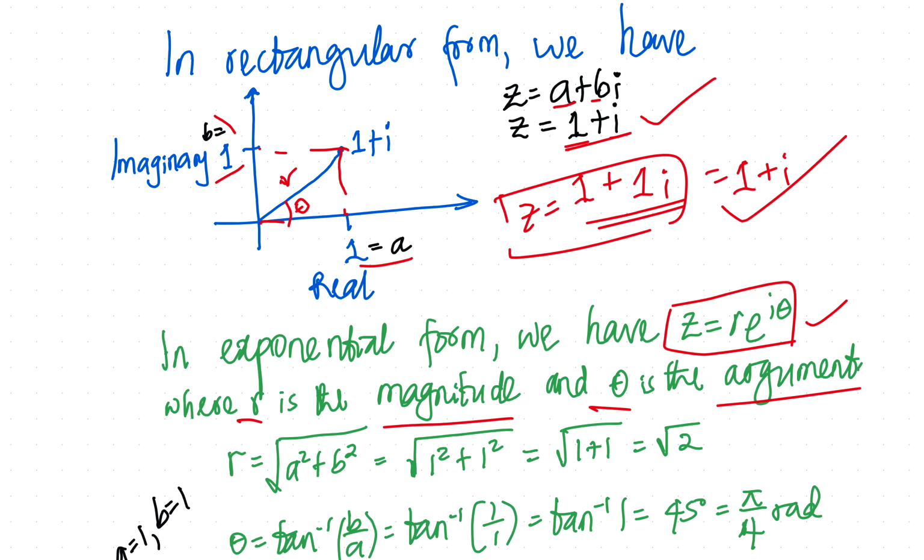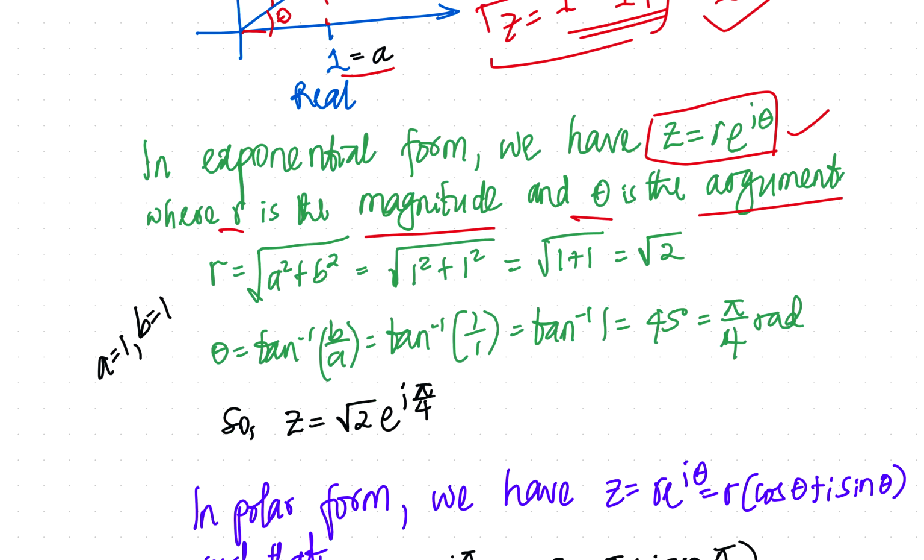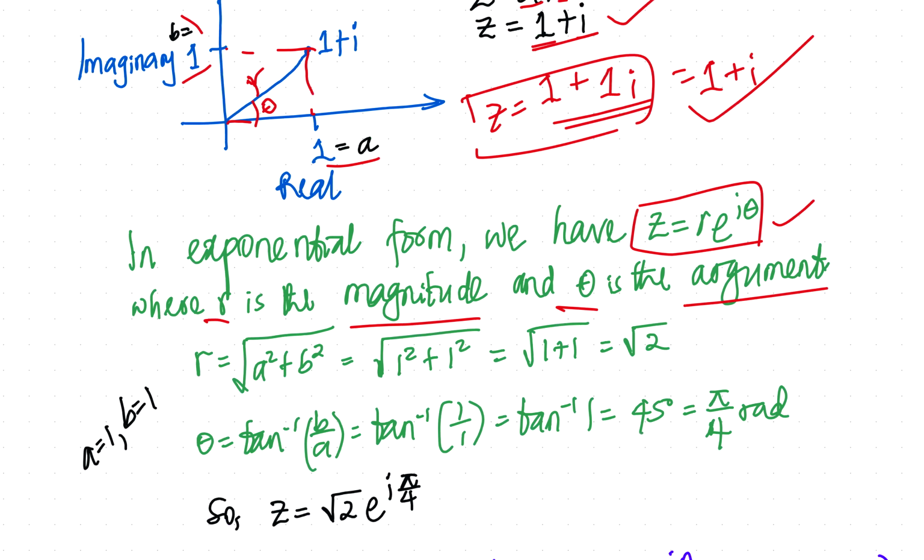So how do we get the r? You get r by taking the square root of a squared plus b squared. And here our a is 1 and b is 1 because we are dealing with Z equals 1 plus i. So r is the square root of a squared plus b squared, and that is the square root of 1 squared plus 1 squared. That's the square root of 1 plus 1, that's the square root of 2. So this is the magnitude.